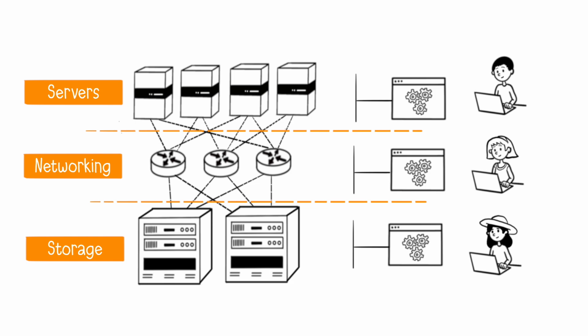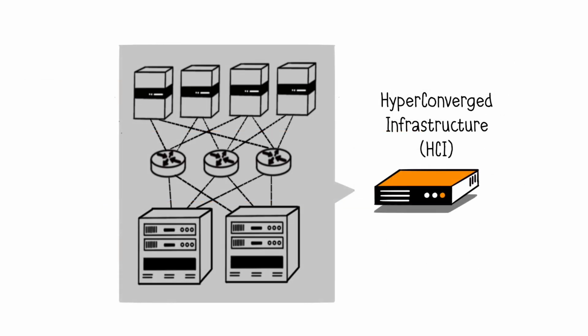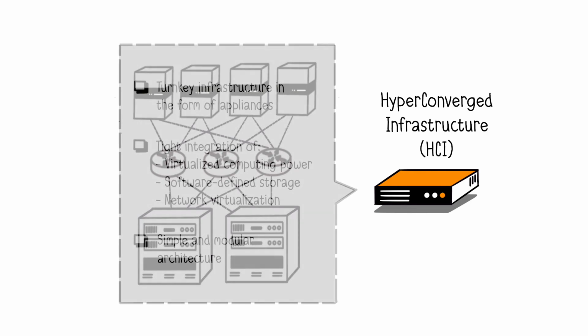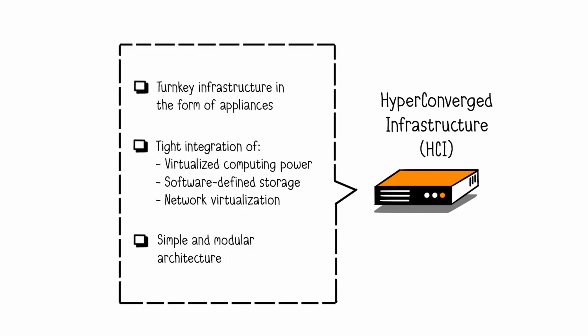This is where hyperconverged infrastructure, also called HCI, comes in. It offers a new approach by tightly integrating storage, networking, and virtualization components into a single, often appliance-based, solution from a single vendor, a turnkey infrastructure. Behind this solution, you'll find a hypervisor for virtualized computing power, software-defined storage, and network virtualization. These components are closely integrated through software on a single physical platform, which reduces the overall complexity of the system.